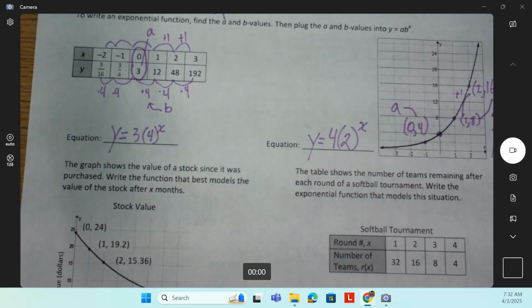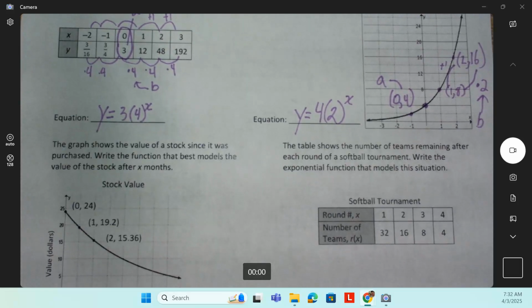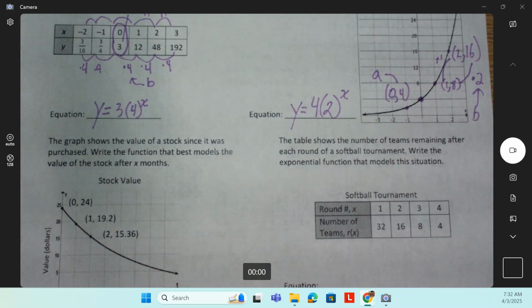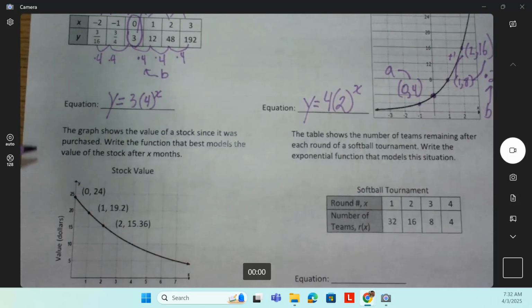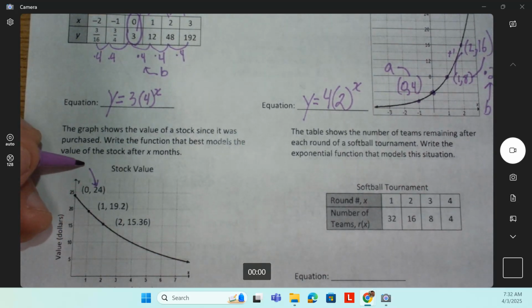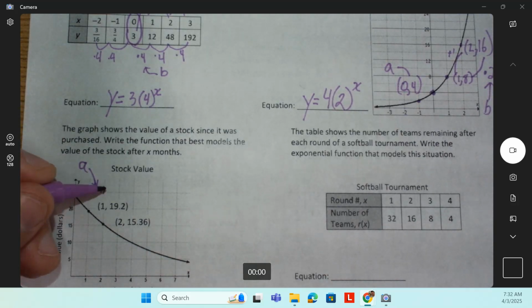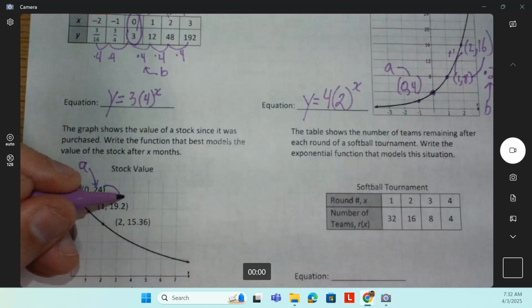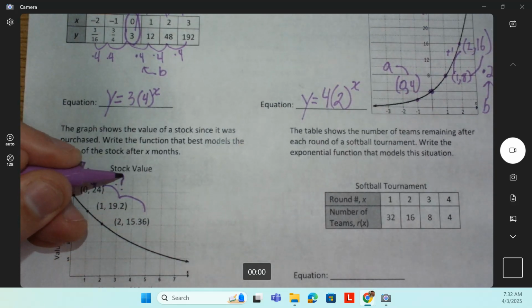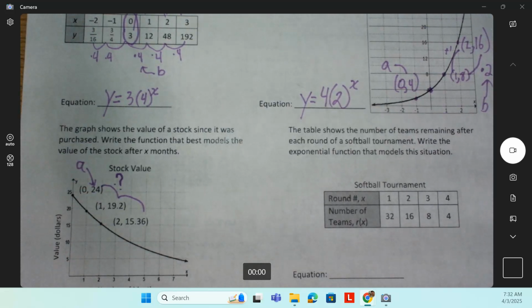And so we've got a graph now that shows a stock since it was purchased, and we want to write the function that best models what the value of it is. So again, we have our a value, where our y-intercept is. And then we're jumping up one each time, but the number that we are going up by or getting multiplied by, we're not really sure of.